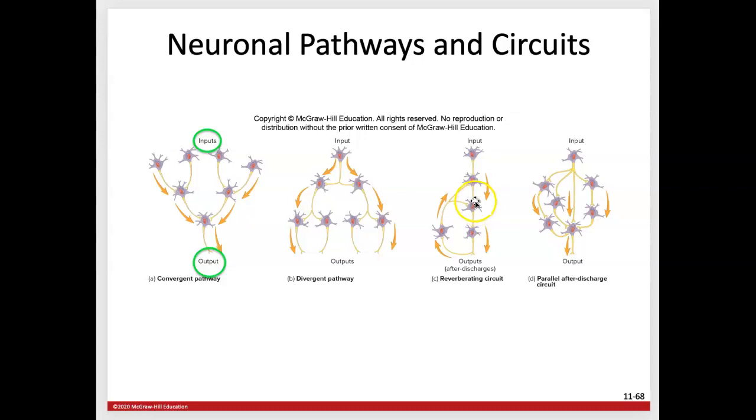Reverberating is basically like it keeps stimulating the original few neurons. So it goes in a circular pattern to keep stimulating over and over again. And then the parallel after-discharge starts in one, goes out into multiple sections, and then finds its way back into a single neuron.